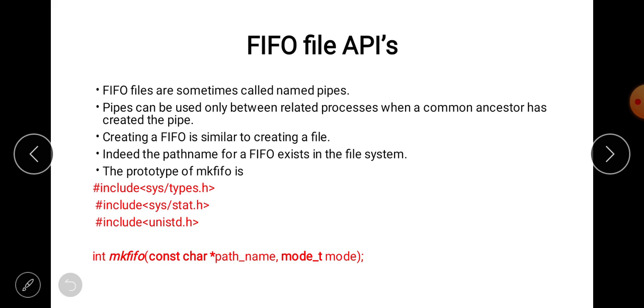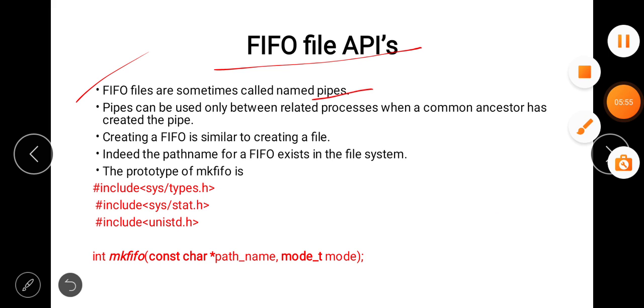Next, FIFO file API. We know that first in, first out. FIFO file API is nothing but first in, first out file APIs. First in, first out files are sometimes called named pipes, means the other name of the FIFO files are pipes. Pipes can be used only between related processes when a common ancestor has created the pipe.